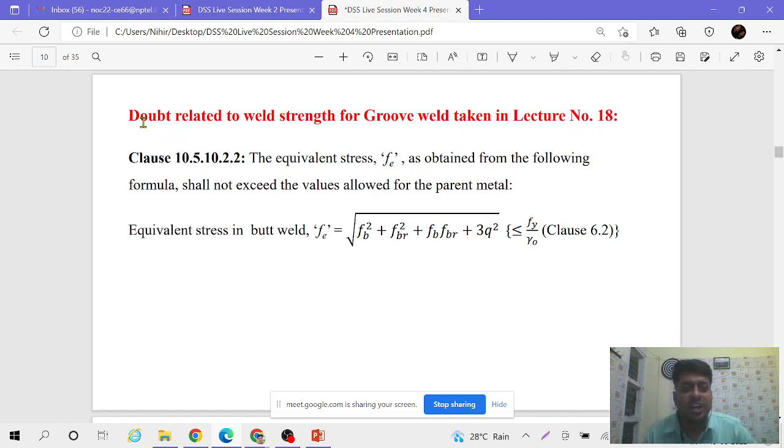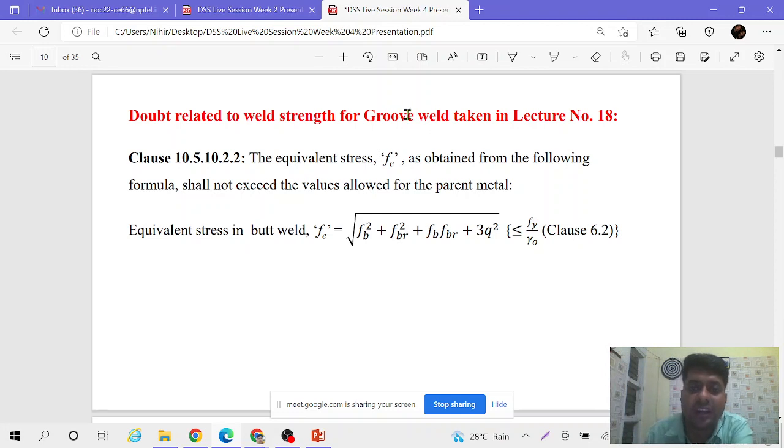Now coming to the next doubt, related to weld strength for groove weld, taken in lecture number 18. In lecture number 18, weld strength, when we calculate the equivalent stress, after the calculation there is a restriction that it should be less than or equal to Fy upon gamma m naught. You have asked me why there is not root 3. Is root 3 missing? No, actually root 3 is not missing.